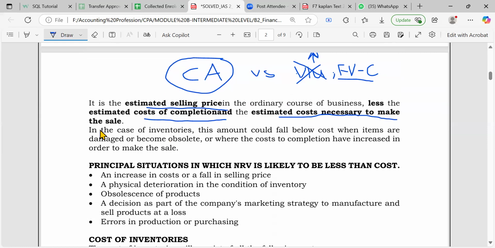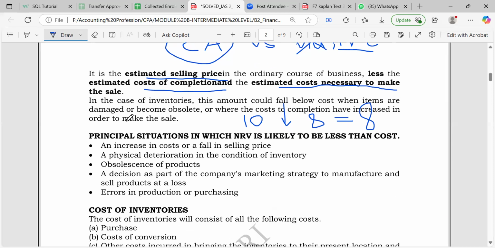Now, in the case of inventories, this amount could fall below cost, which happens when you have damaged items. Like we spoke about, I explained events after the reporting period, right? We said that the asset might have cost 10 million, but maybe its net realizable value might end up being 8 million, at which point we take the lower of the two. So if we take the lower of the two, it means I'll have to state the asset at how much? At 8, because I have to take the lower, right?